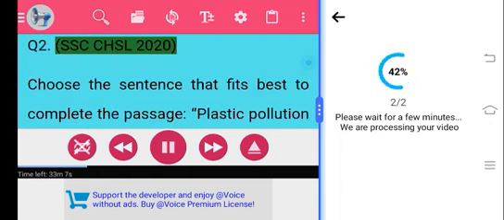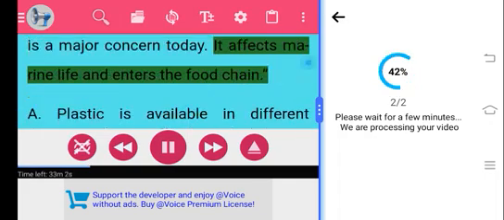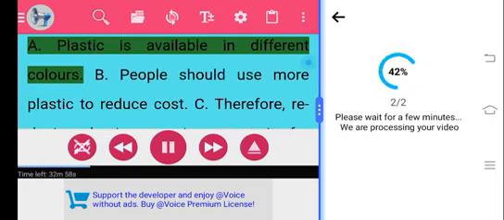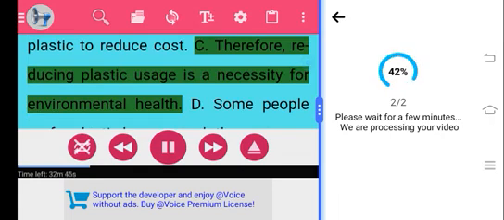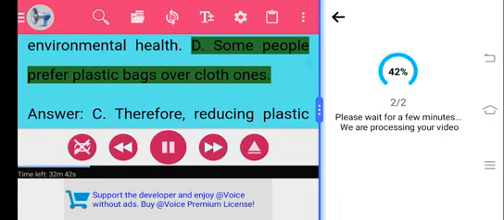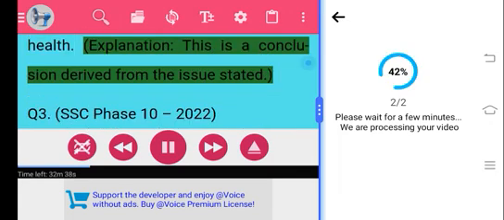Q2. SSC CHSL 2020. Choose the sentence that fits best to complete the passage. Plastic pollution is a major concern today. It affects marine life and enters the food chain. B. People should use more plastic to reduce cost. C. Therefore, reducing plastic usage is a necessity for environmental health. D. Some people prefer plastic bags over cloth ones. Answer: C. Therefore, reducing plastic usage is a necessity for environmental health. Explanation: this is a conclusion derived from the issue stated.